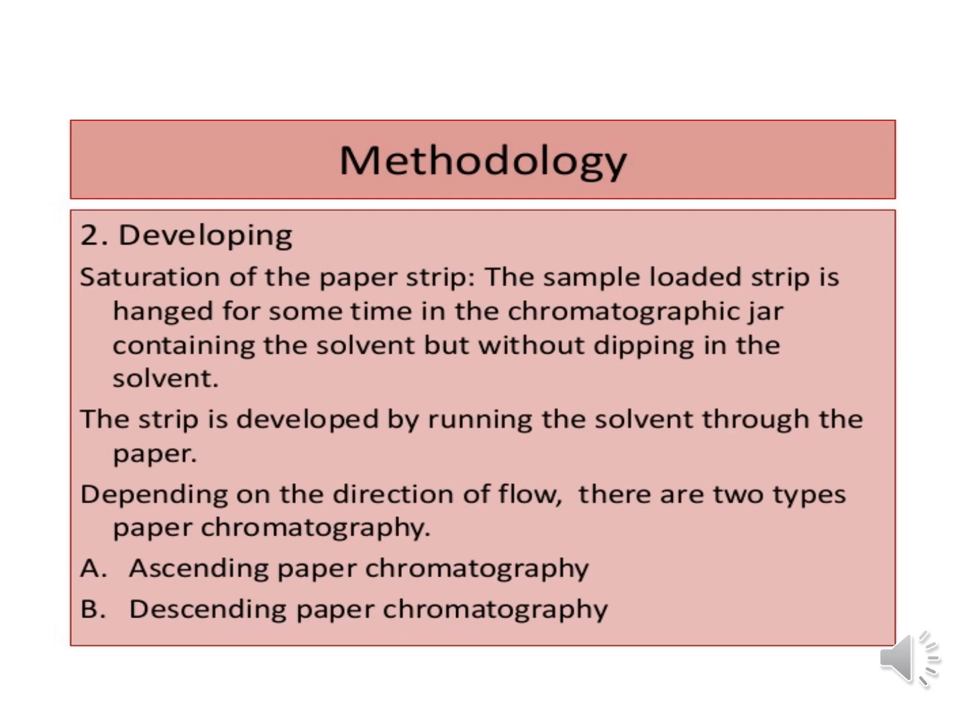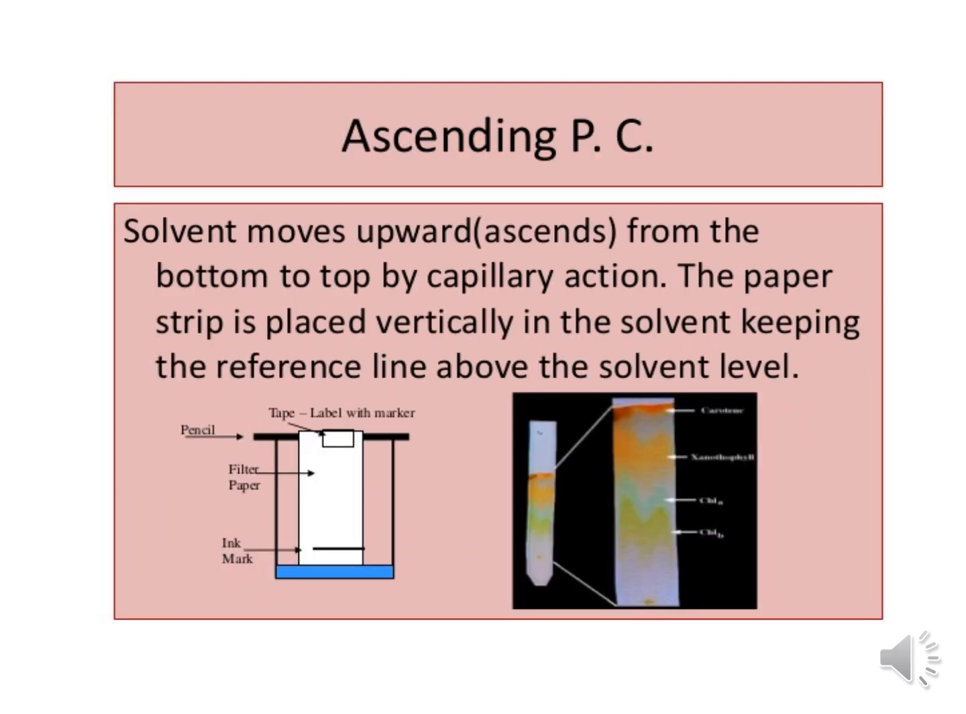The second methodology is developing. Saturation of the paper strip: the sample loaded strip is hung for some time in the chromatographic jar containing the solvent, but without dipping in the solvent. The strip is developed by running the solvent through the paper. Depending on the direction of flow, there are two types of paper chromatography: one is ascending paper chromatography, another one is descending paper chromatography.